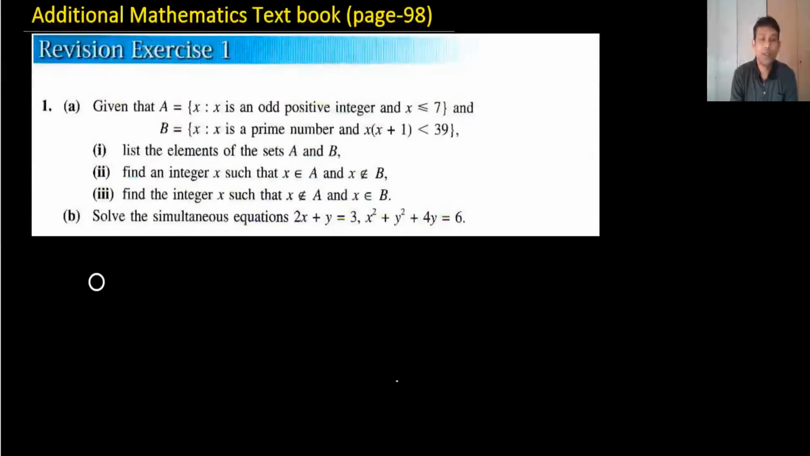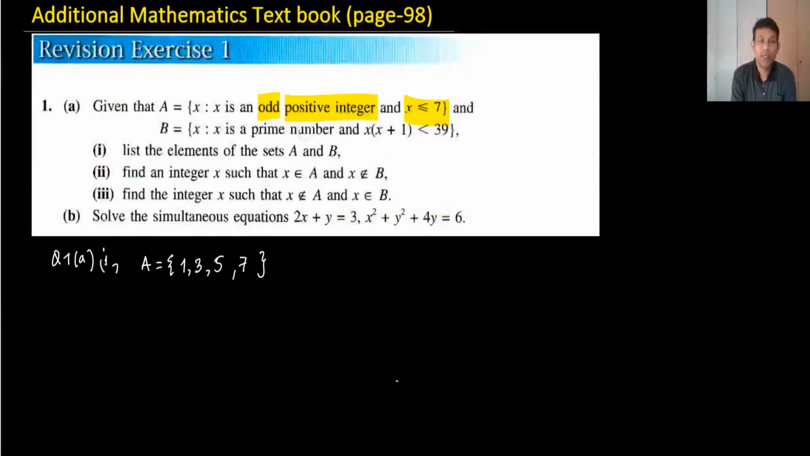In question number 1, given that A is an odd positive integer, x is less than 5. Sorry, x is less than 7. So x is less than 7 and positive means it can be from 0 to 7, but odd means the A will be... the first part we're doing is question 1 part A. List the elements of set A and B. Set A will be 1, 3, 5 and 7, because it's equal to 7.